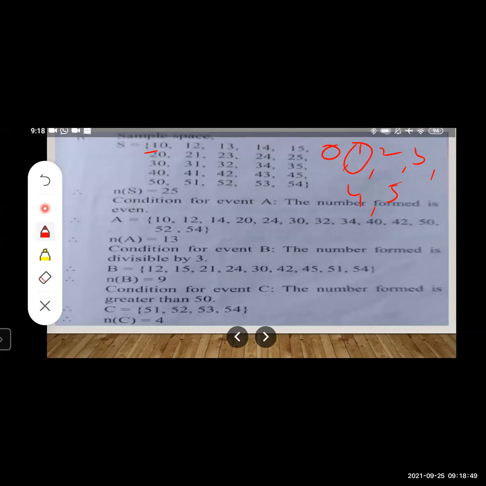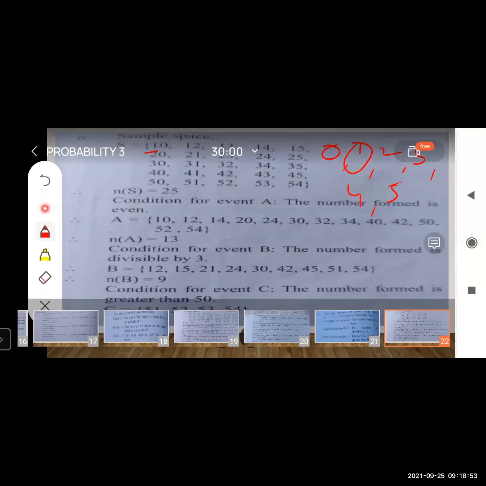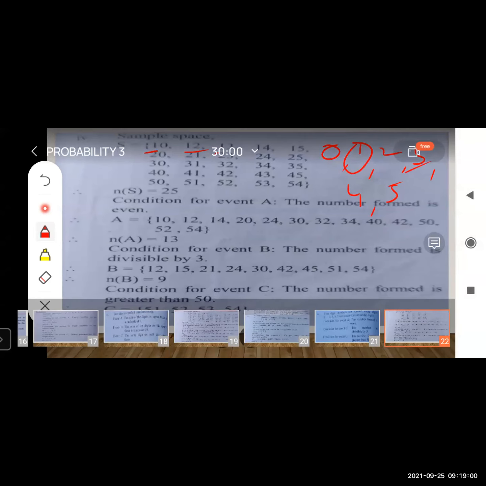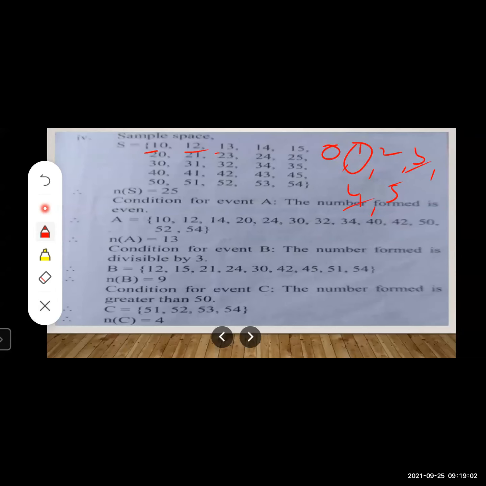Number 1 will form a pair with the 2, so it will form 12. Then it will form a pair with the 3, it will form 13. Then it will form a pair with the 4, it will form 14. Similarly, this 1 will form a pair with the 5. It will form 15, right?